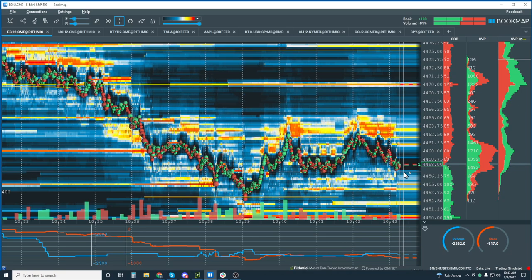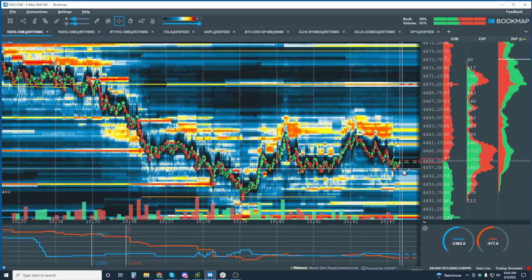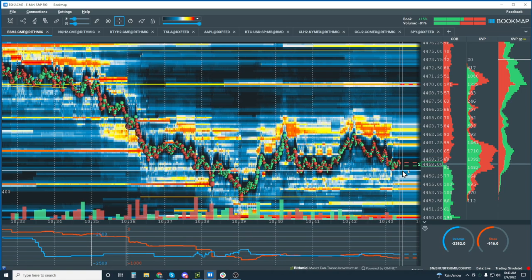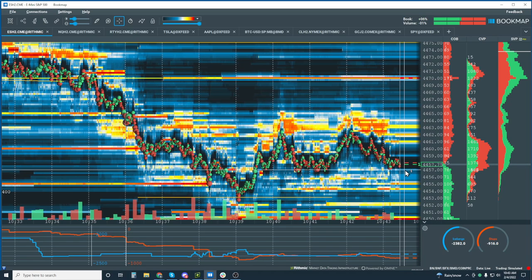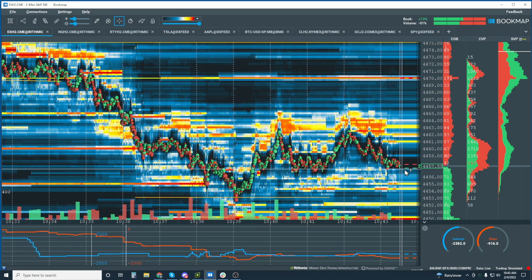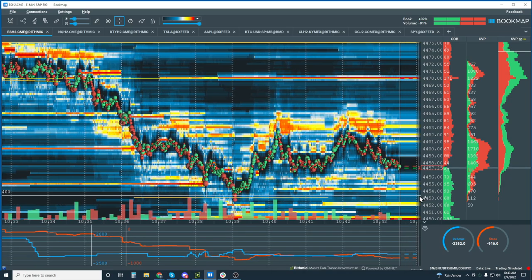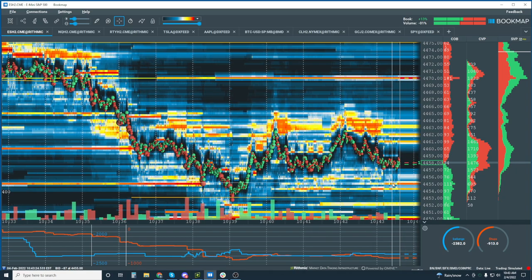All right, so here we are down at this 56. This is going to be do or die for the bears. They want to try to drop it here. Looking for a big red dot then. Nope. Not yet.